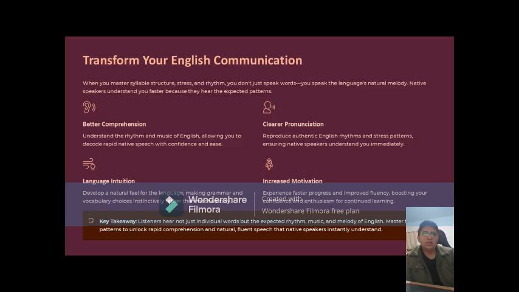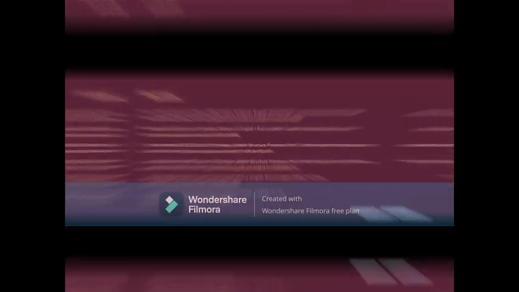Okay, so in conclusion, we can say that the listener does not only hear the individual words, but also the rhythm, music, and melody, which allows them to understand rapidly. And when students begin to understand the connections between sounds and successfully reproduce the rhythms of English, they discover that native speakers understand them much faster. Exactly, and this improves their motivation as they feel their fluency increase, and this becomes a conversational skill that develops a kind of intuition for the language.